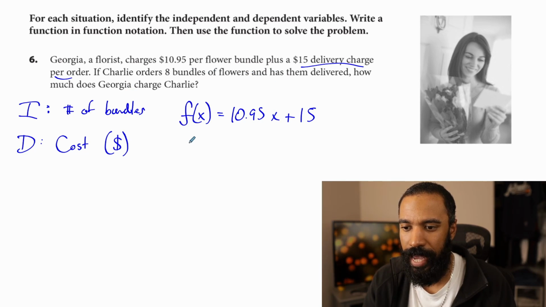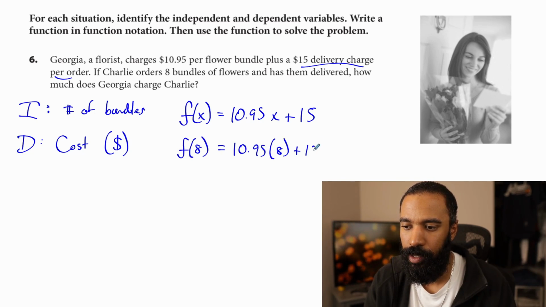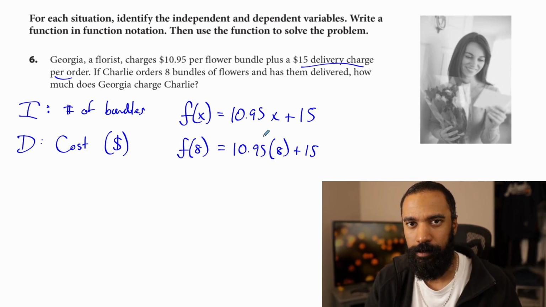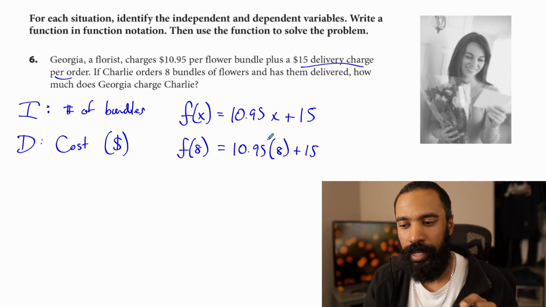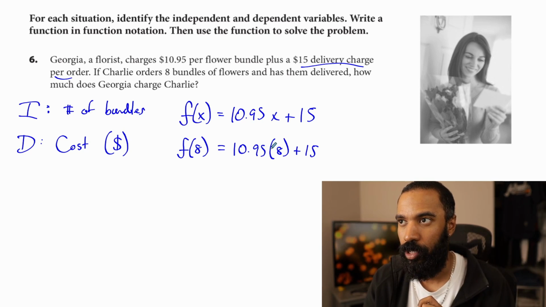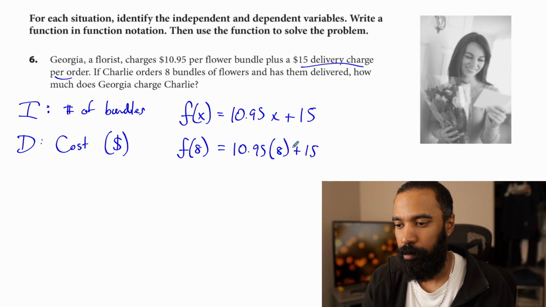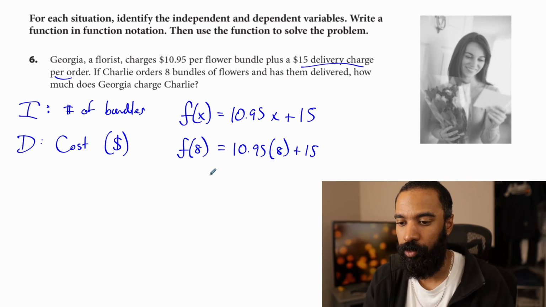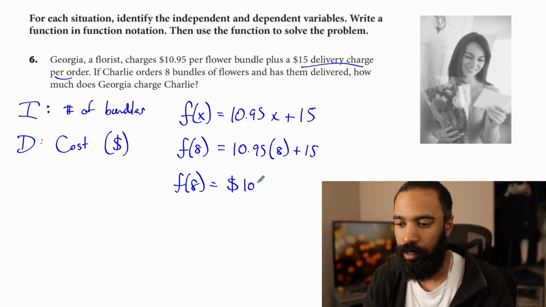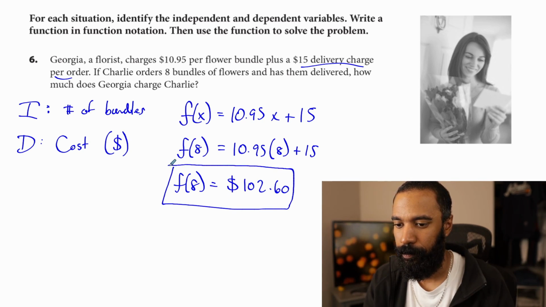If Charlie orders 8 bundles here, we'll do f of 8, and we'll compute that. 10.95 times 8 plus 15. Okay, I'm going to do 11 times 8 first. That's $88. Now I'm going to subtract 40 cents because you take away 5 cents per bundle. So 88 minus 40 is 87.60. Plus 15 is 102.60. So f of 8 is $102.60. That's how much she would charge for that.